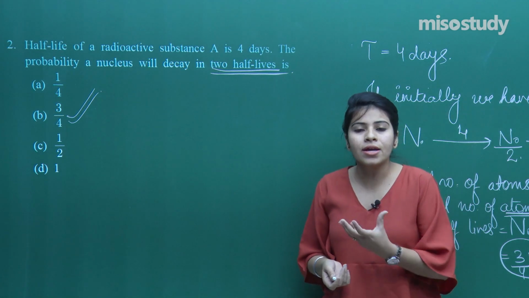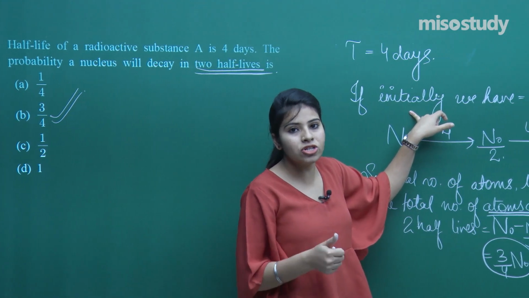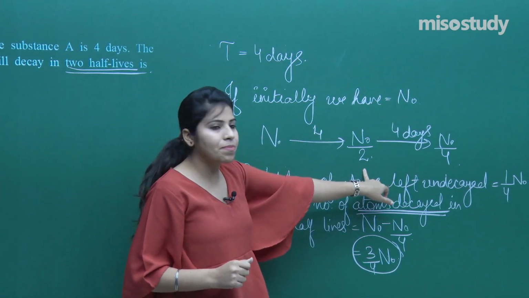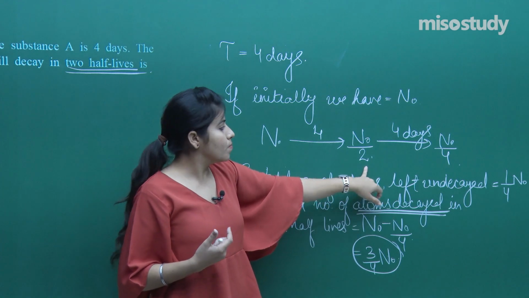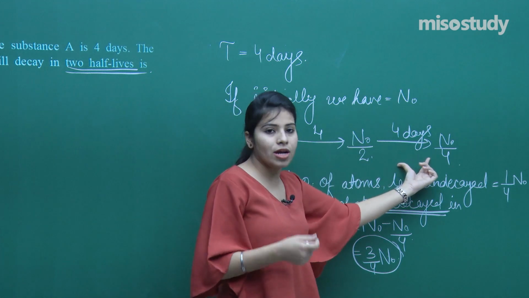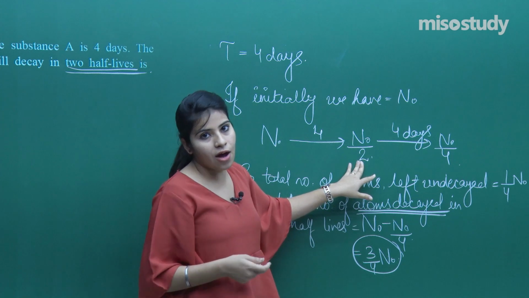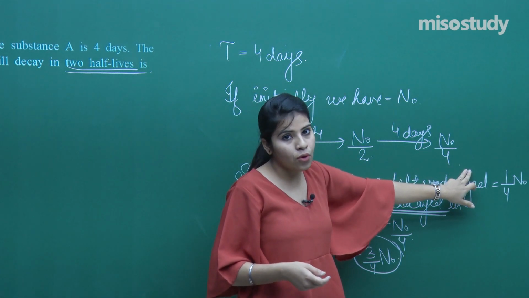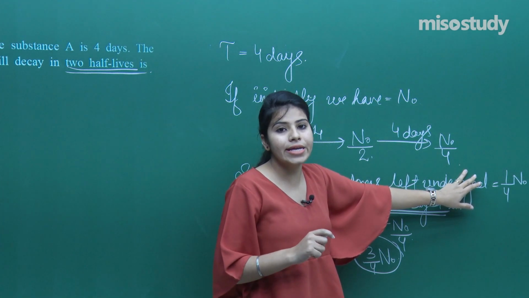What you have to think about in this question is that if you are having n naught number of atoms initially, after one half-life it will become half of it. When it becomes half, it will be n naught by 2. Again after one half-life, that means after 4 plus 4, a total of 8 days, it will again become its half. So half of n naught by 2 is n naught by 4. So this is the number of atoms that has been left undecayed.